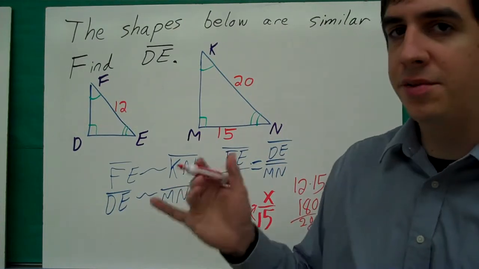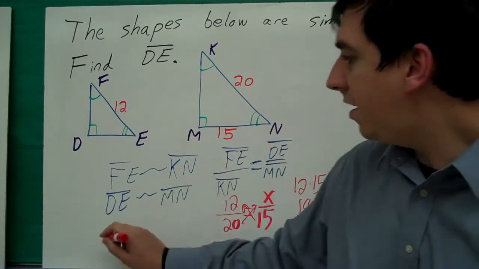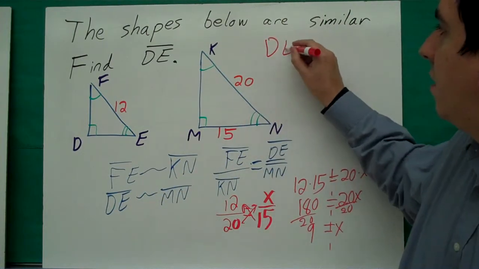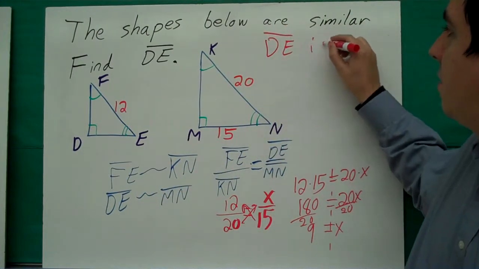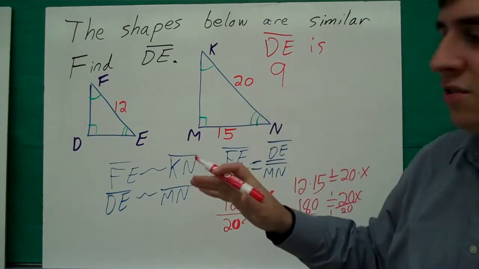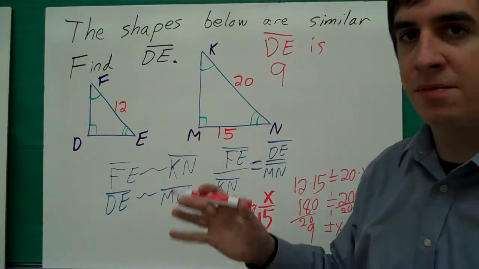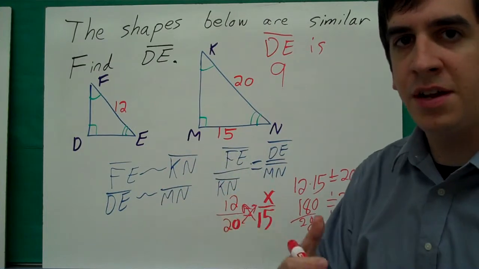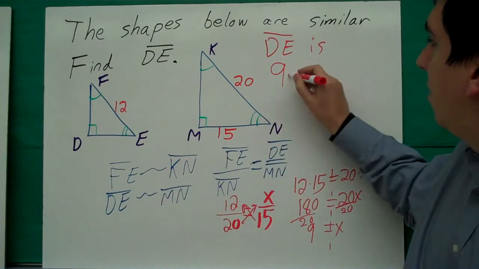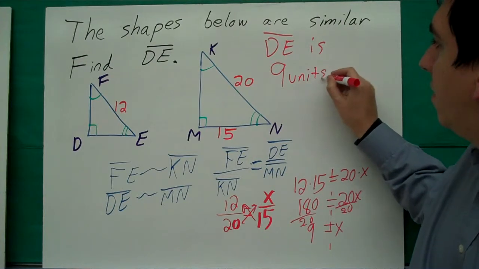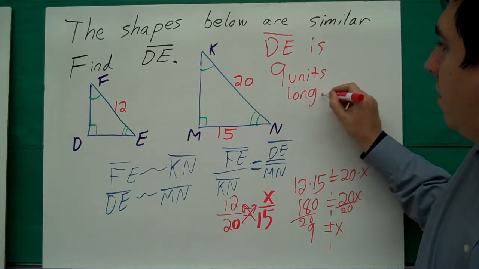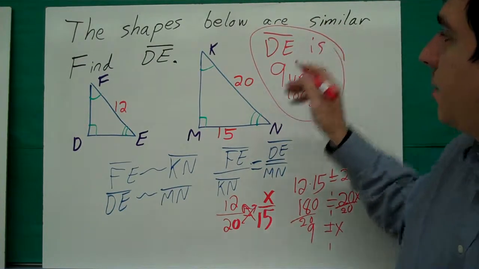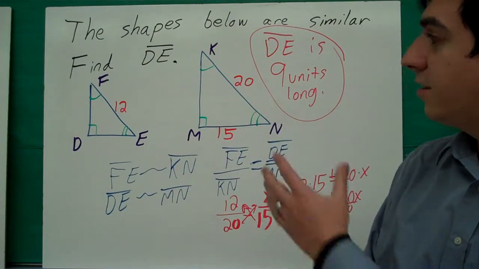Okay. I'm not just going to say 9 though. I'm going to say DE is 9, and there's no inches or centimeters or miles. It doesn't tell us what units we're using, so we're just going to say in general units. So DE is 9 units long. Make sure that you write your final answer in a nice short sentence like that.